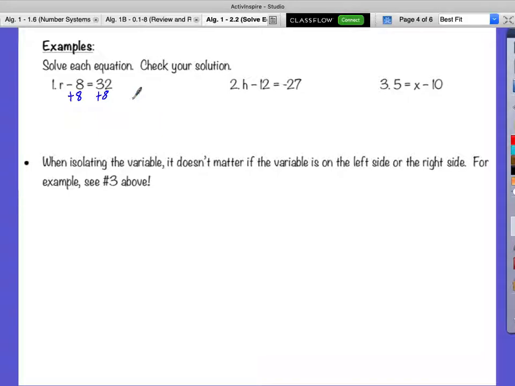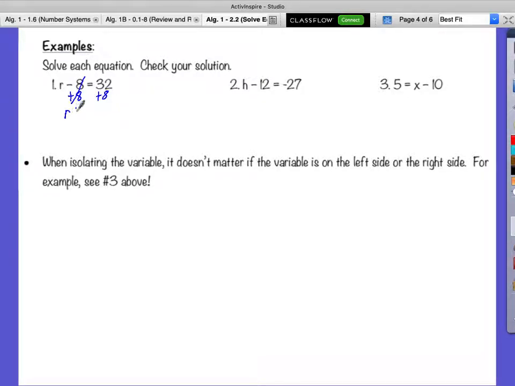Now, can we combine R and 8? Are they like terms? No, we just learned last chapter they're not. R is a variable, 8's not a variable. But what is negative 8 plus 8? 0. That's what we call the additive inverse. Whoa, it's coming back. The additive inverse, so it ends up being 0.